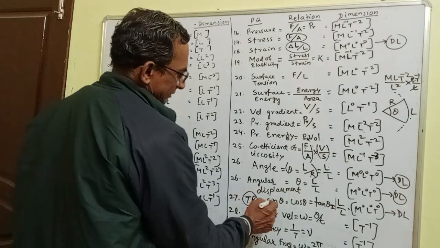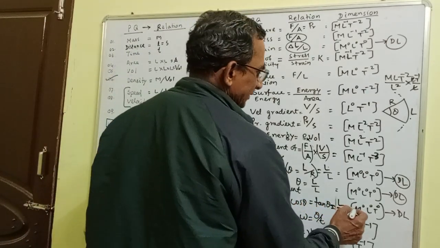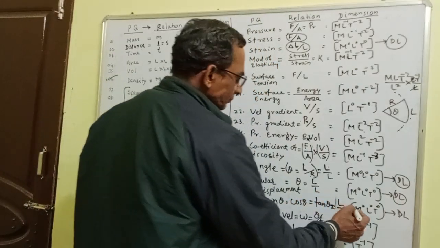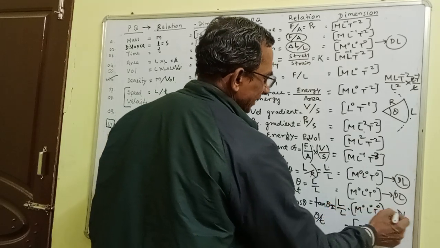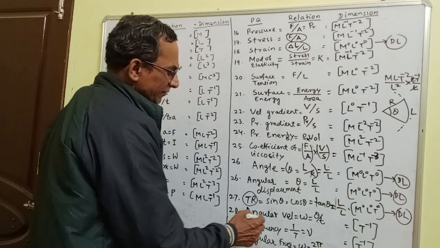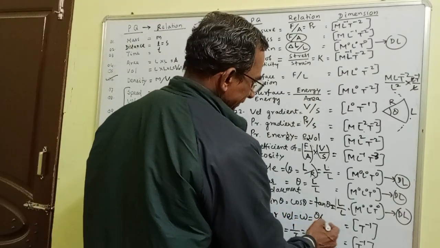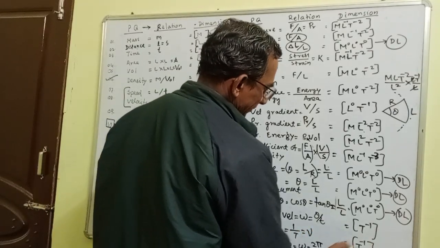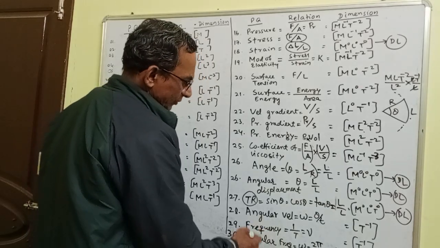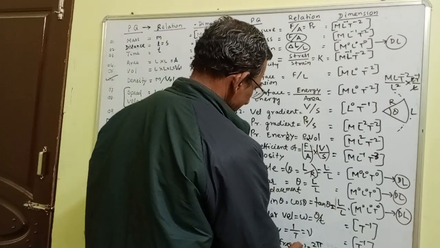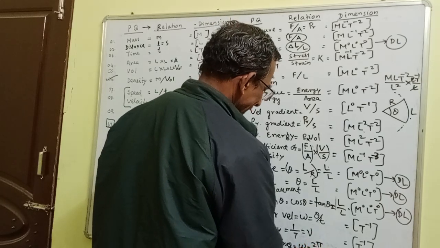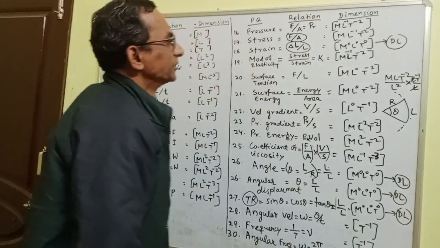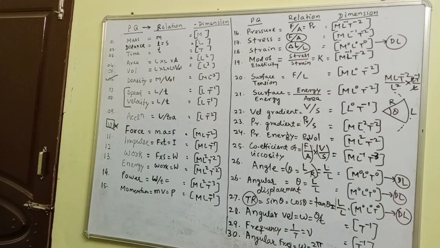Any trigonometric ratio, sin theta, cos theta, tan theta is again length by length, a dimensionless quantity. Angular velocity is theta by t, it is T minus 1. Frequency again 1 by T is called T to the power minus 1. Angular frequency omega is equal to 2 pi by T or 2 pi nu, or it is T to the power minus 1. You can note down all this.